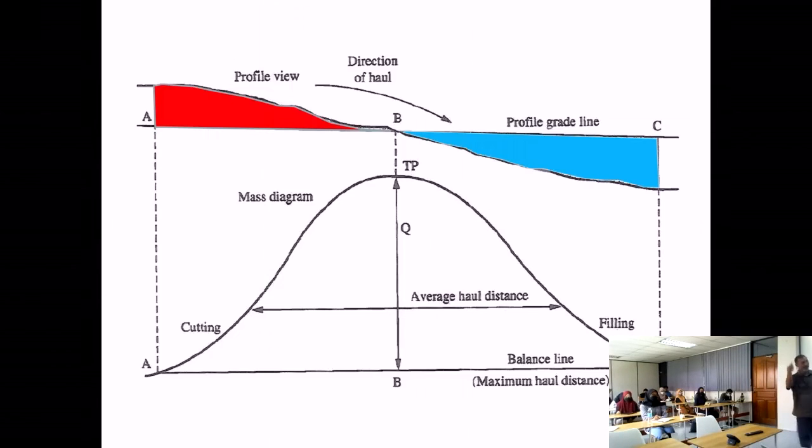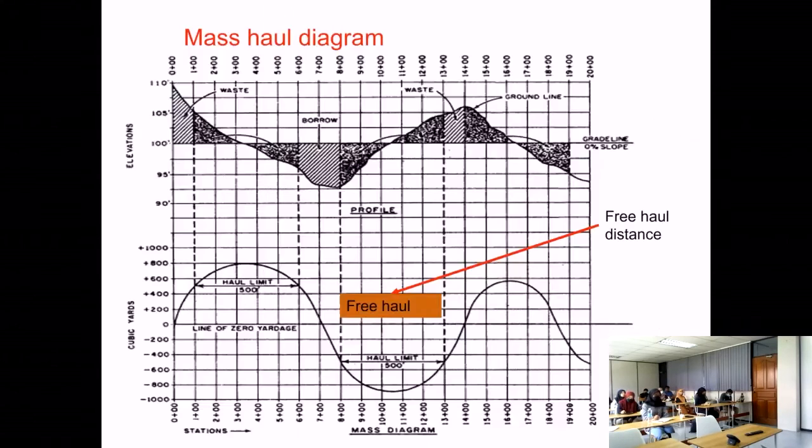Calculation, we will look at the calculation. Anyway, this is a haul diagram. Cut goes up, fill goes down. So basically that's it.